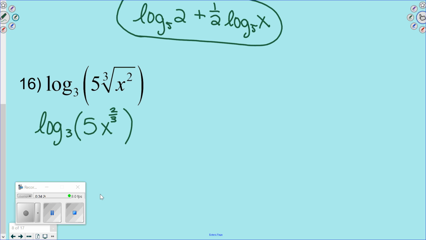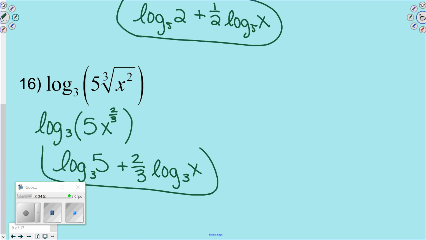How many logs will I write? I will write 2. So it's log base 3 of 5. What symbol? Plus, because it's multiplication. What do we do with exponents? Up in front, so 2/3 log base 3 of x. Can I do 3 to some power equal 5? No, and that one's an x. So I'm done. So if you have a radical, should you panic? No, just rewrite it with an exponent.